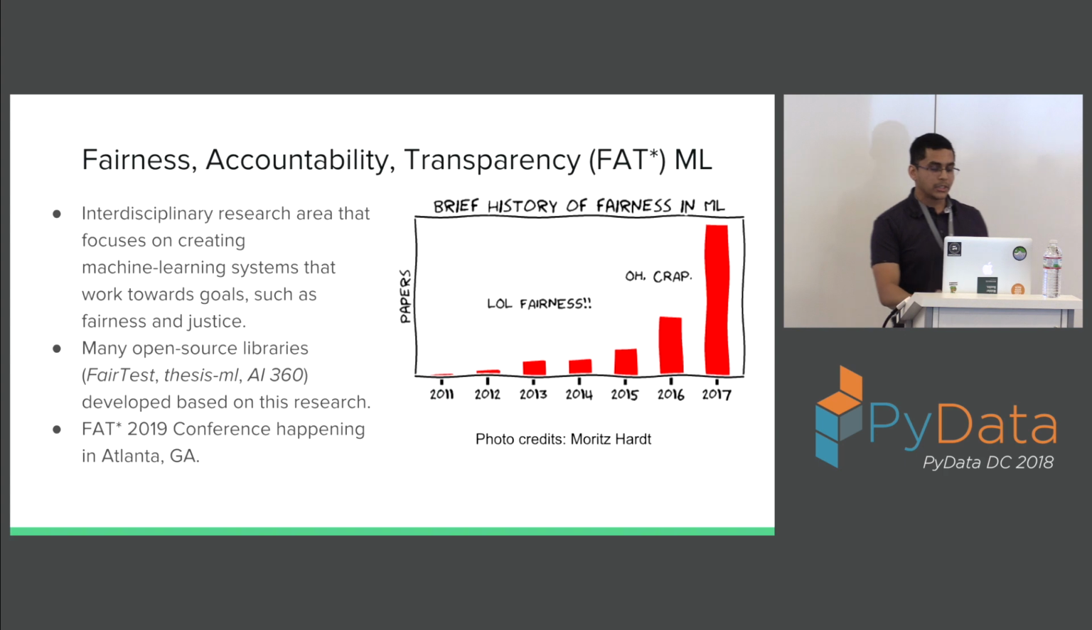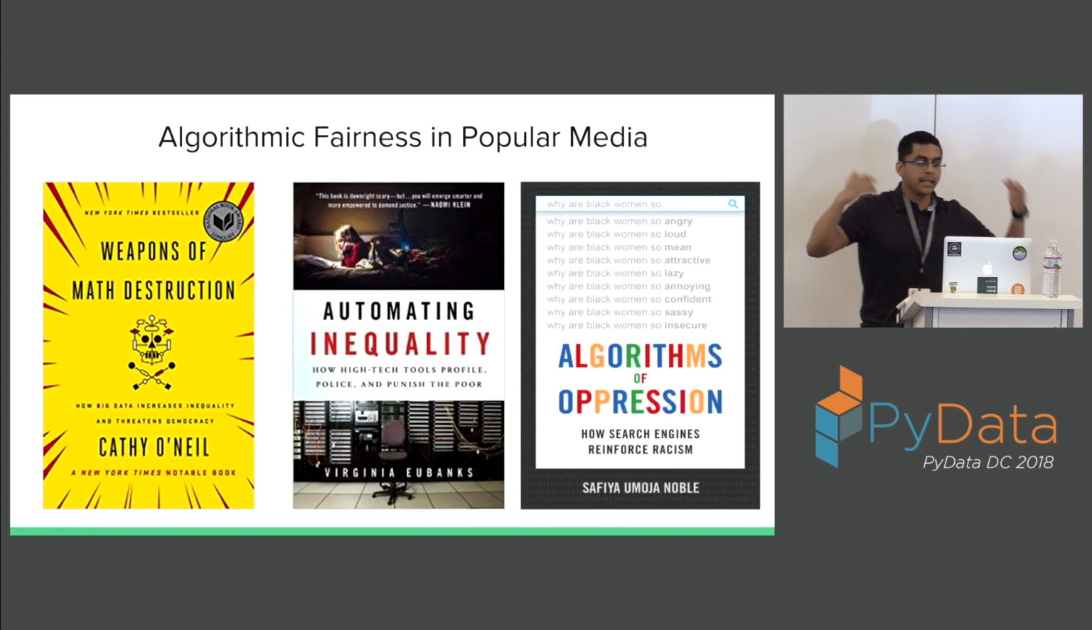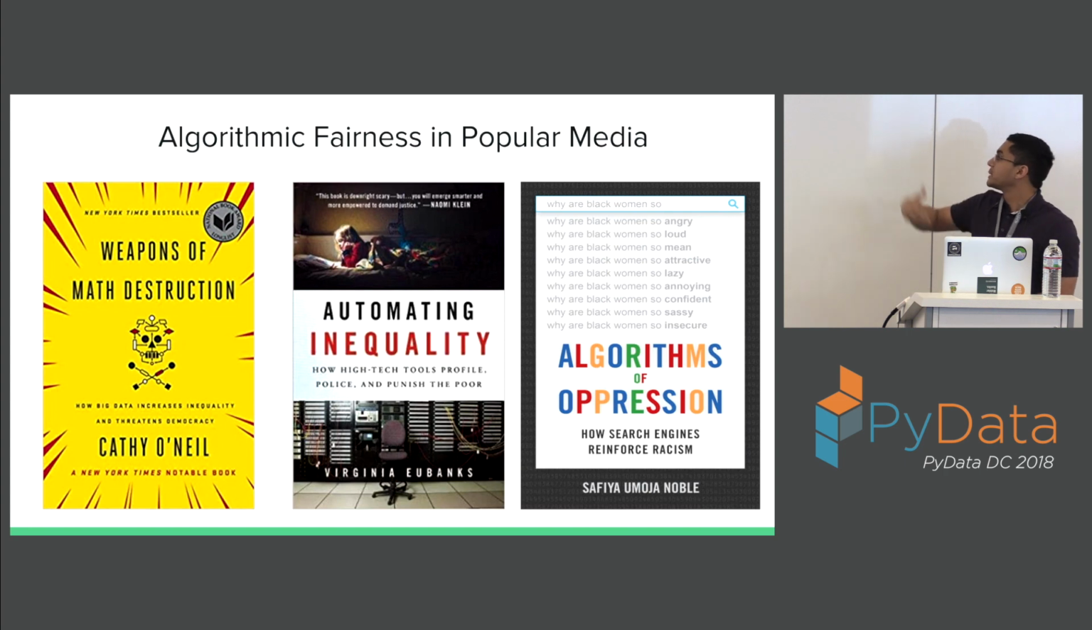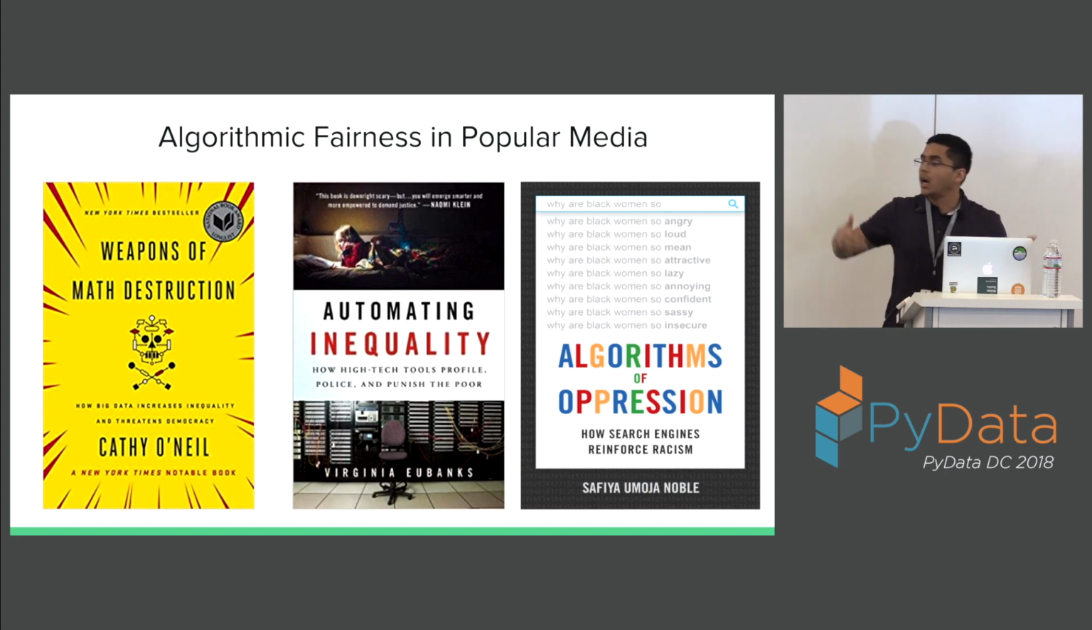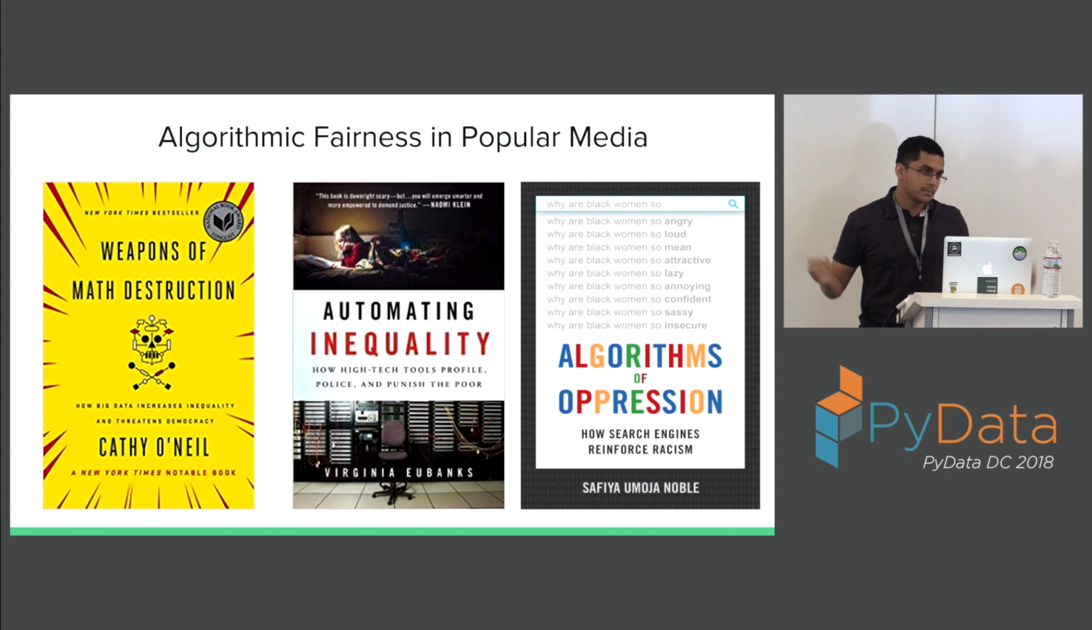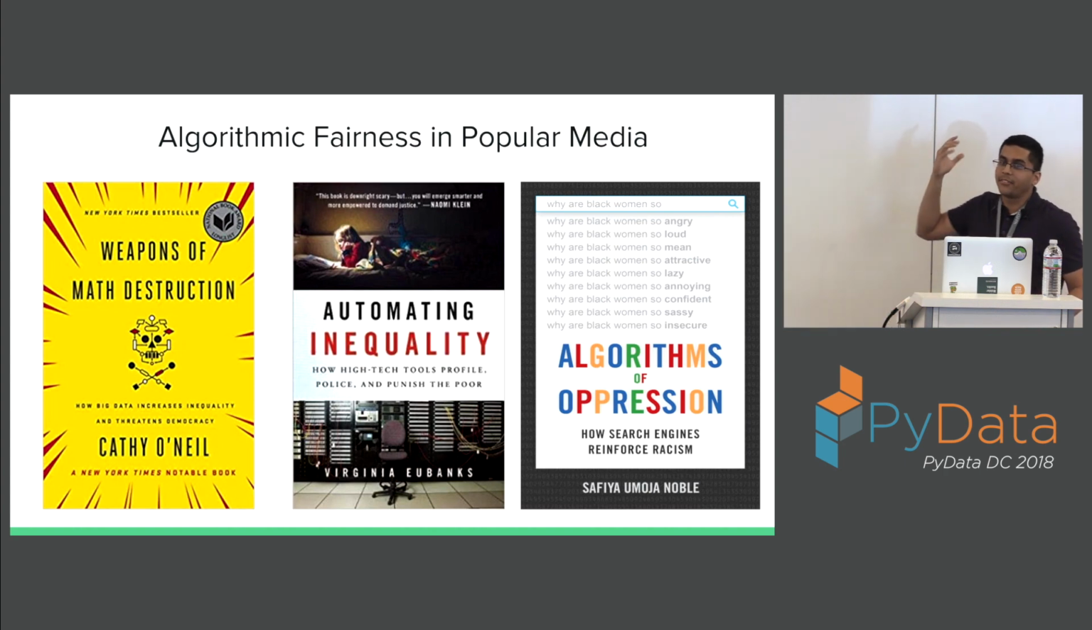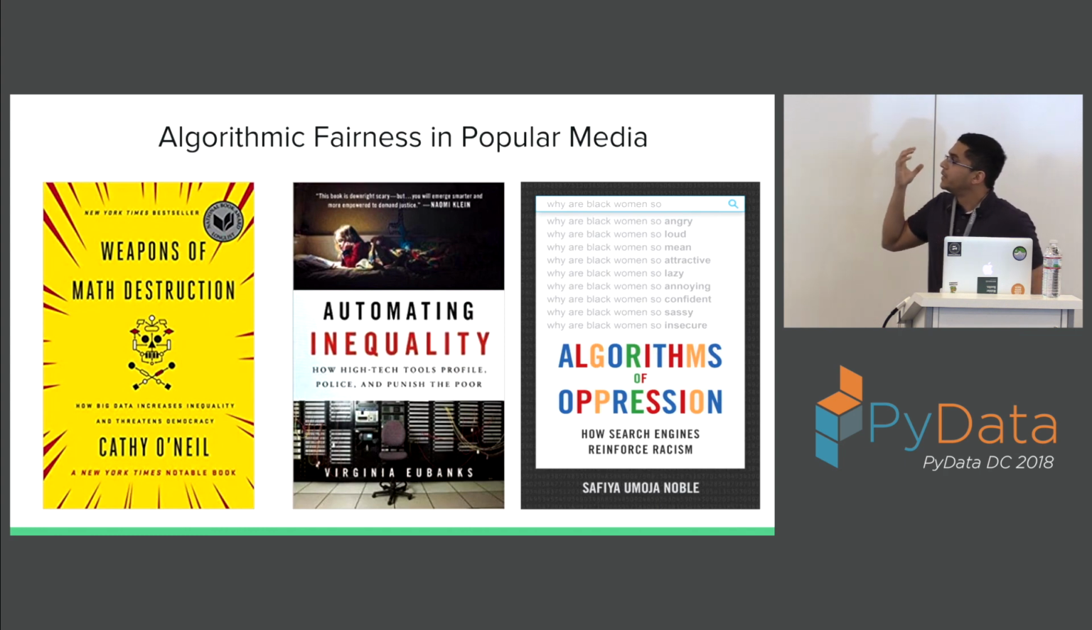And also, it's not just researchers talking and caring about this. We're seeing algorithmic fairness and the impacts of algorithms in popular media. So we have several books such as Weapons of Math Destruction, Automating Inequality, Algorithms of Oppression, talking about the effects of algorithms on different types of people.